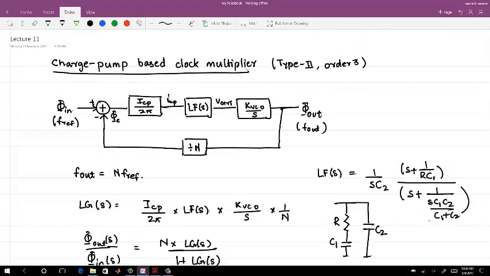Pardon? VCO, PFD and other blocks. So let's start looking at them one by one.